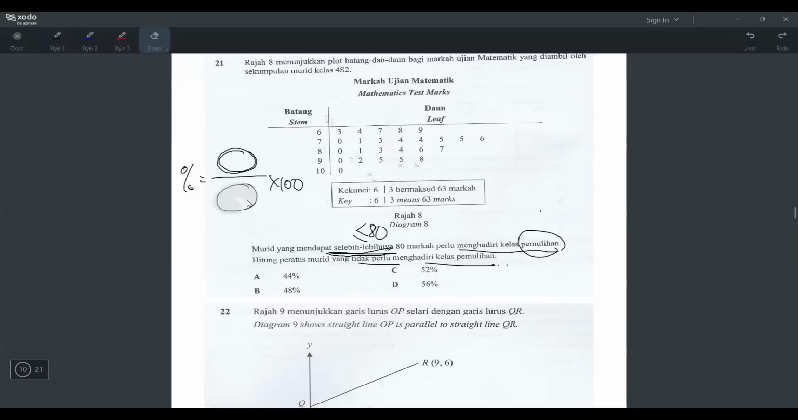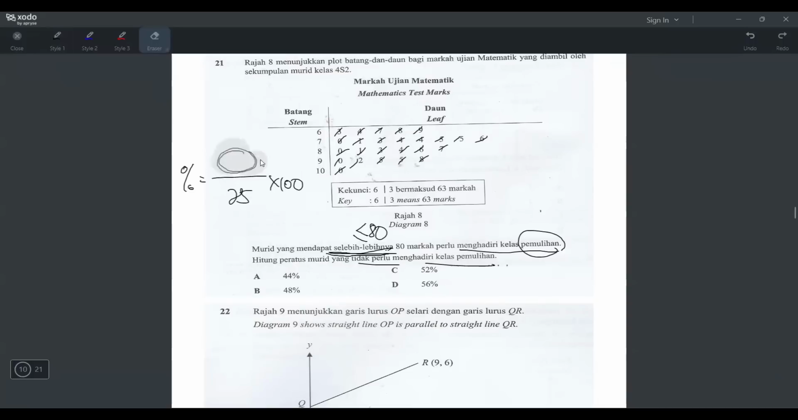Okay, let's find out the jumlah first. Jumlah letak bawah sini ya. So jumlah ada berapa? So it becomes 1, 2, 3, 4, 5, 6, 7, 8, 9, 10, 11, 12, 13, 14, 15, 16, 17, 18, 19, 20, 21, 22, 23, 24, 25. So the total is 25.